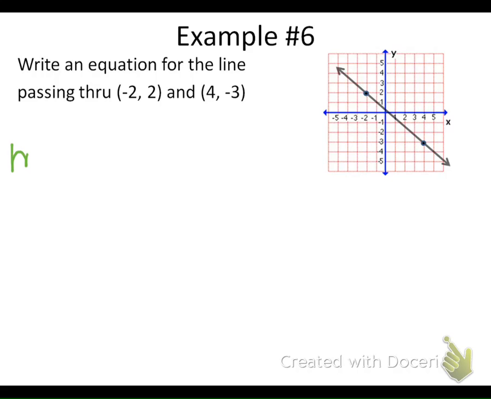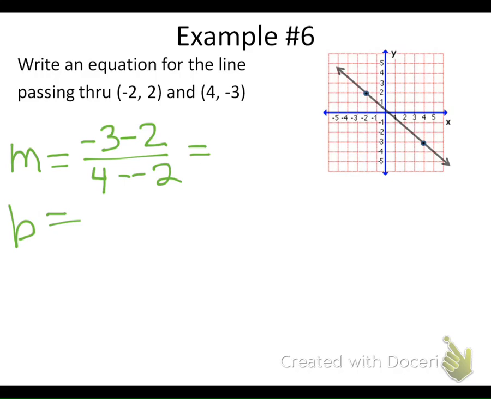All right, my questions for you. Do you know M? Do you know B? No, so we have to find them both. We always start with the slope. So I'm going to subtract my y's, subtract my x's. I'm getting -5/6 as my m.